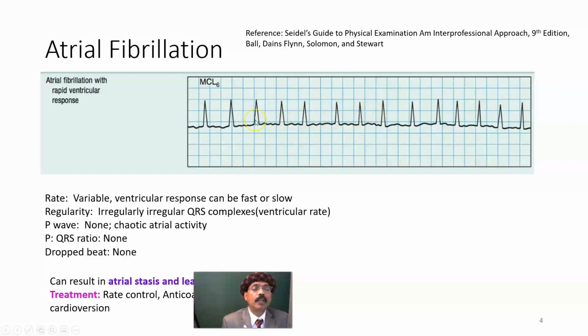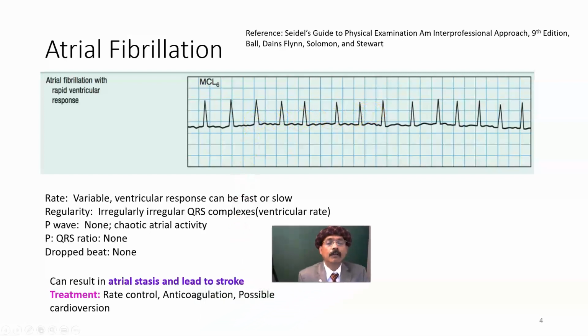So this is irregularly irregular ventricular rate. P wave none, chaotic atrial activity. QRS, P to QRS ratio none because the P wave is missing here. No definitive P wave before the QRS. Okay. Drop beat none. Can result in atrial stasis.